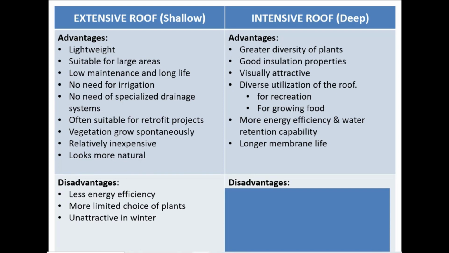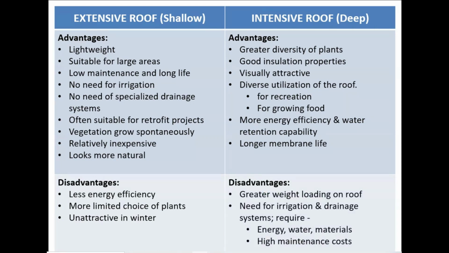In extensive, there may be chances that the drained water becomes kind of shallow soil, but here it is always like agricultural soil in agricultural land. What are the disadvantages? Greater weight loading on the roof. There it's half a foot, here it is approximately 5 foot per square meter. That indicates it's a heavy load.